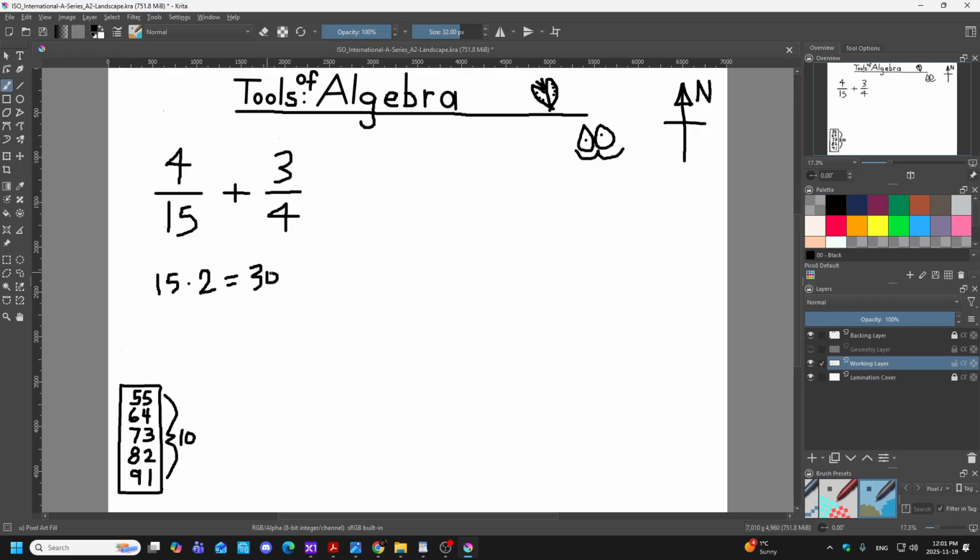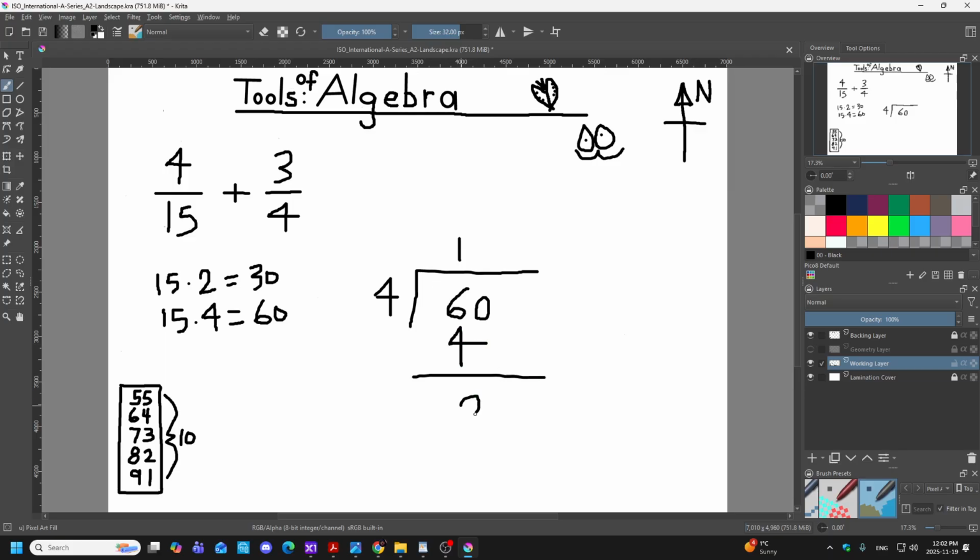Okay, 15 times 2 is 30. 4 doesn't go into 30, so it looks like 45, no. 15 times 4, that's going to be double, so 60. Trying to think, does 4 go into 60? Doing the long work, I could easily be lazy and use a calculator, but why would I do that when I have a brain? 4 times 15 is 60, perfect. There's our number. Common denominator is 60.